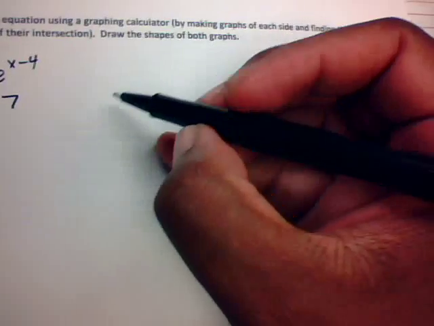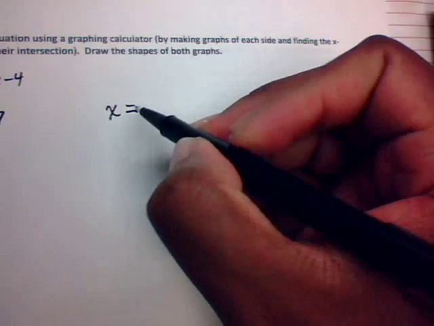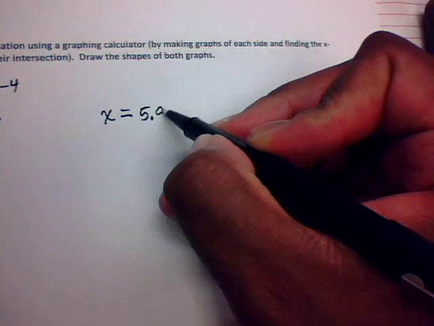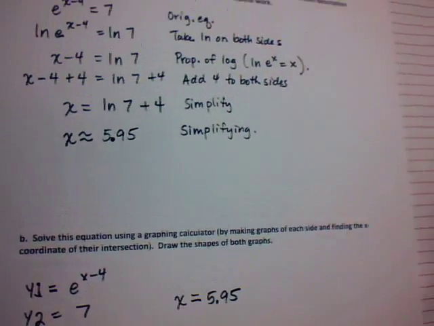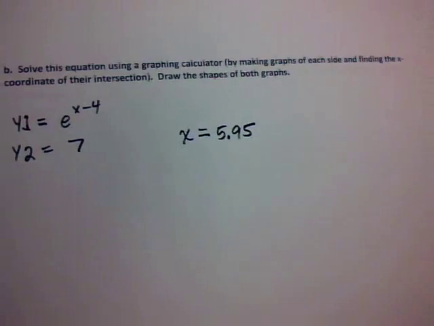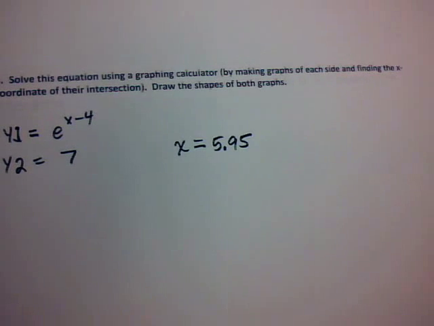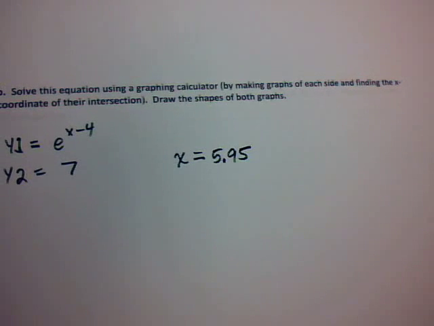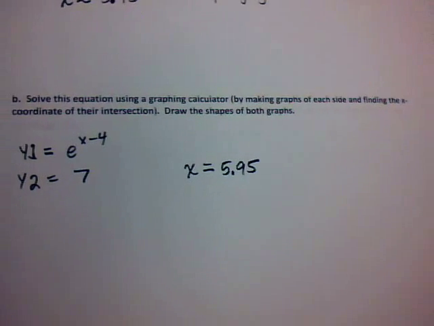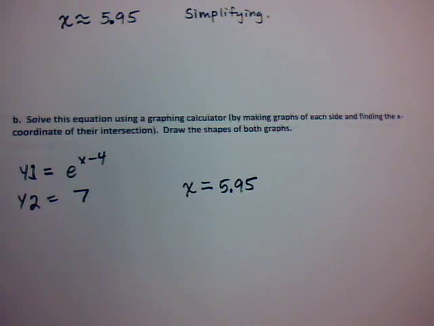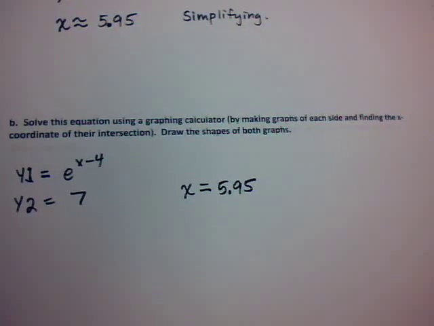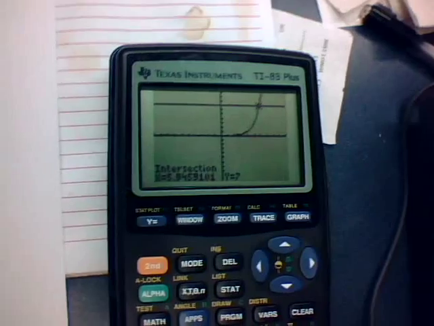Okay, so in this case, our x value, or our point of intersection, was 5.95, which is exactly what we came up with when we solved it algebraically. As I'm sure they want on your calculator activity, you're going to have to draw the graph on paper as well. So this is what the graph would look like.